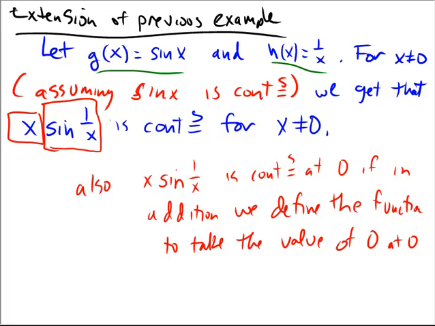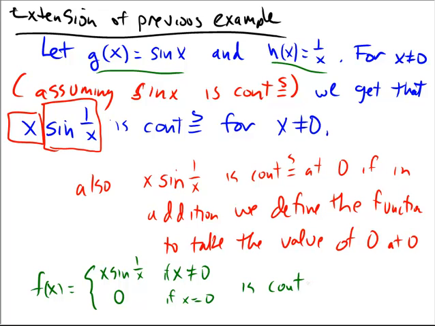So the big conclusion now is that the function f of x, defined by x sine 1 over x for x not equal to 0, and also chosen to be 0 if x is equal to 0, is continuous on all of R. It's continuous absolutely everywhere in the real numbers.